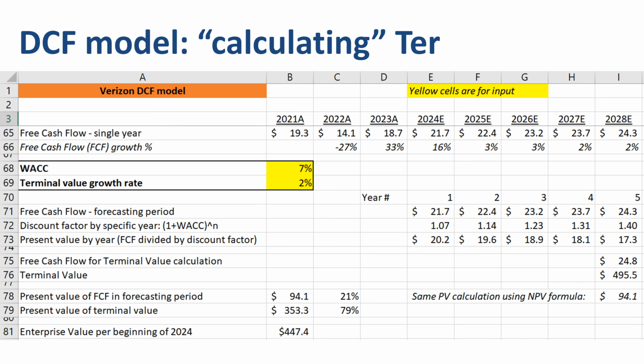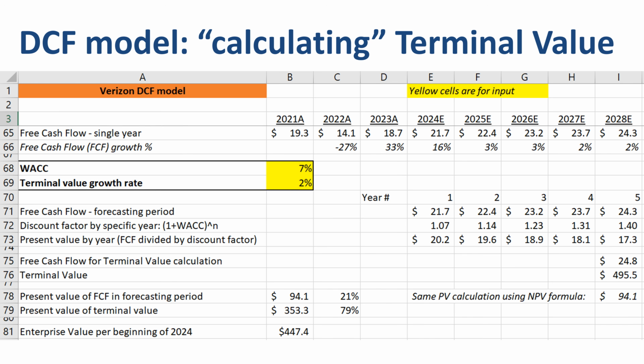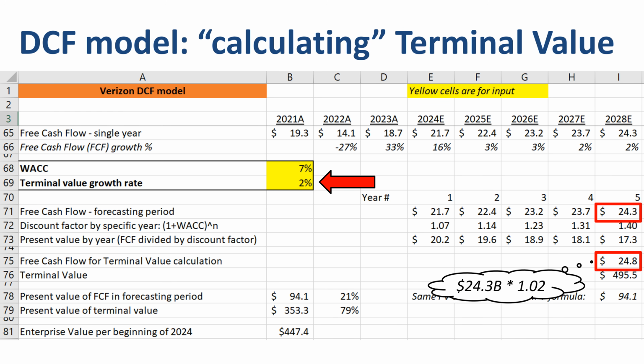Next, we calculate something called the terminal value. This is something we have done earlier on in our discounted cash flow shortcuts, when we talked about the present value of a growing perpetuity. What is the estimated value of the free cash flows of the company for the time periods after your last projected year, all the way until the end of time? You start with calculating the free cash flow input for the terminal value, which is usually done by taking the free cash flow in the last year of the forecasting period and multiplying it by the terminal value growth rate. $24.3 billion times 1.02 is $24.8 billion.